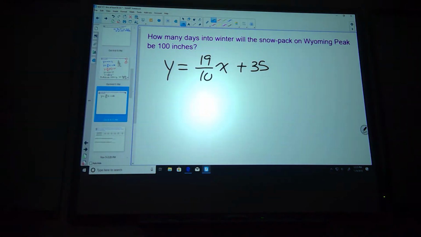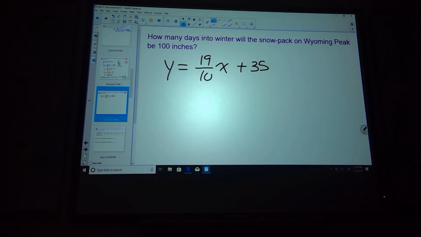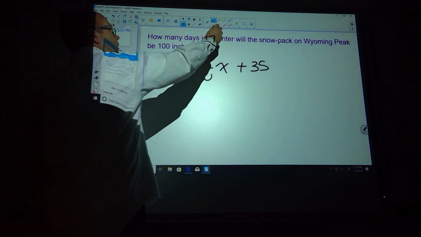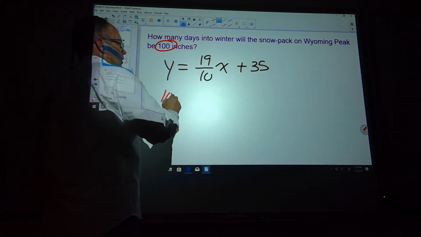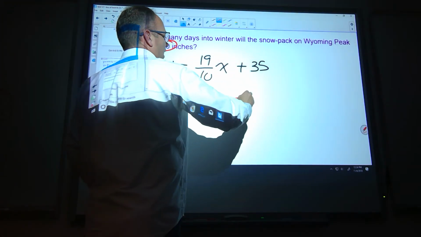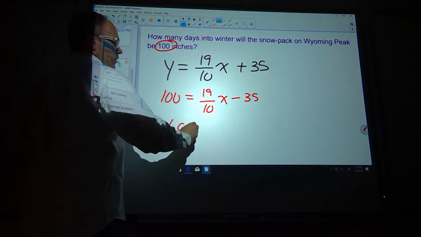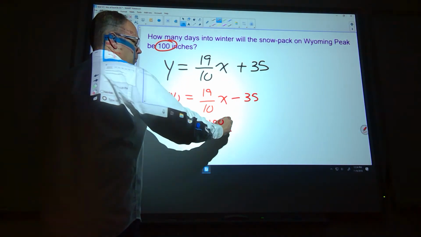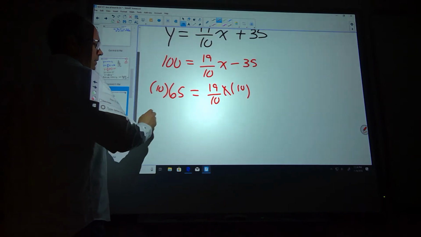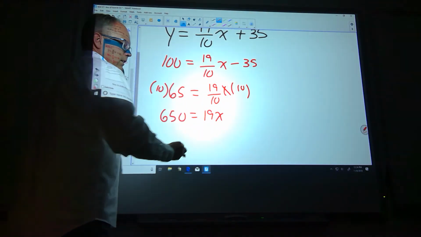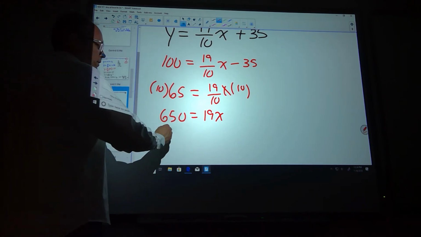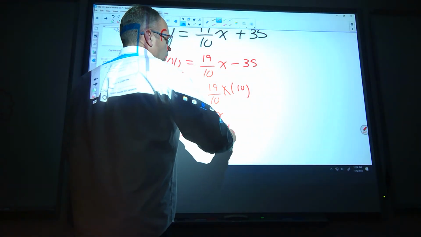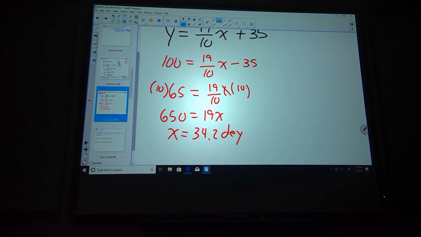Okay. So how many days into winter will the snowpack on Wyoming Peak be 100 inches? Where am I plugging the 100 into? X. Oh, wait, no. X was days, right? Y. No. 100 minus 35. Right. Well, eventually, yes. So now I'll do 100 minus 35, so this becomes 65. Is that okay? And then I'll multiply both sides times 10. I get 650 equals 19x. All right. And then 650 divided by 19, 34.2. So 34.2 days after December 21st, we will have 100 inches of snow.